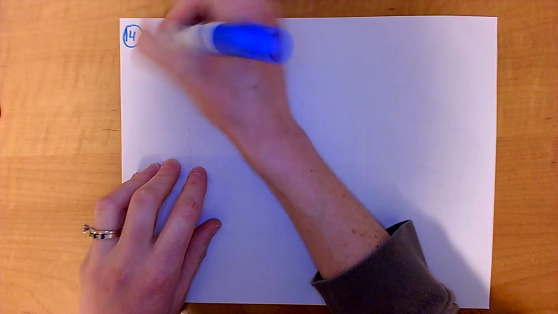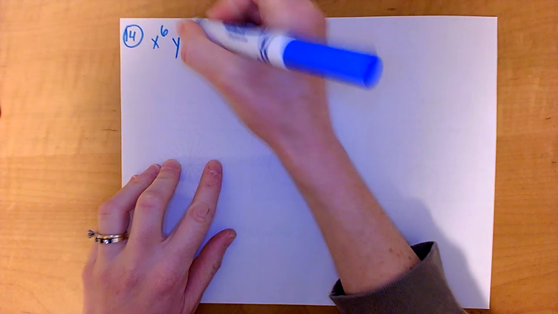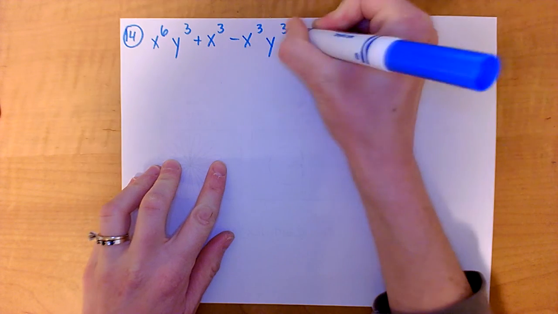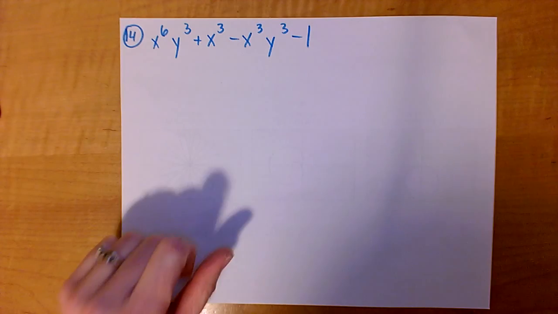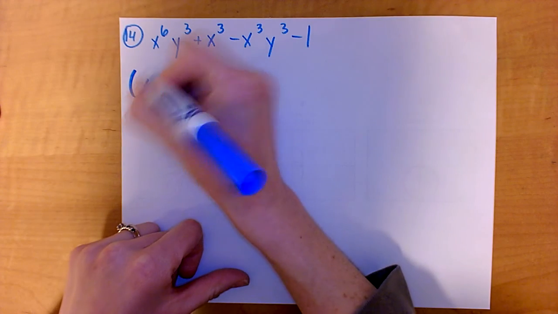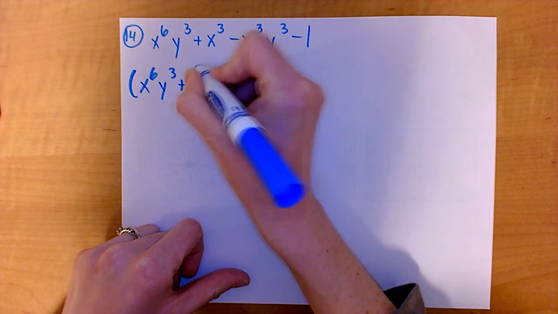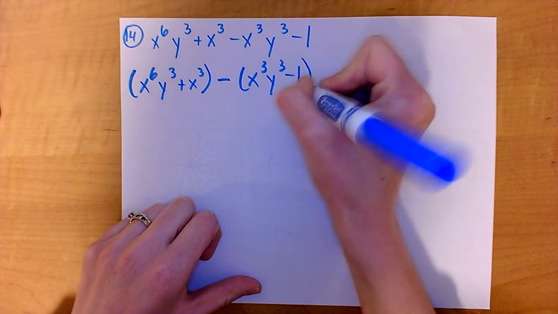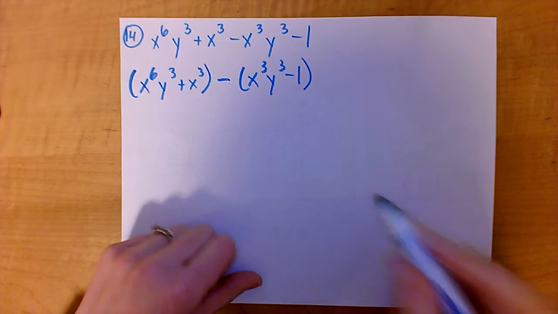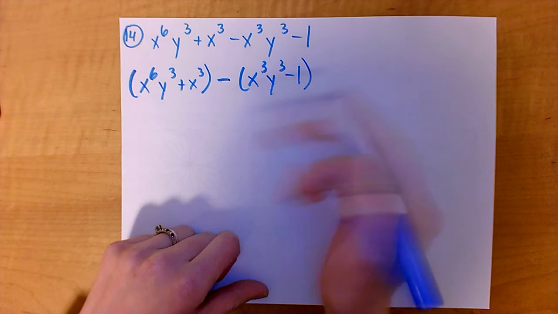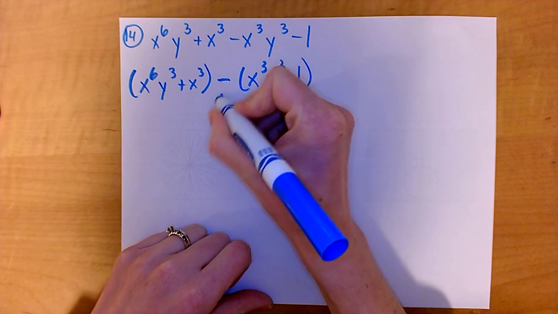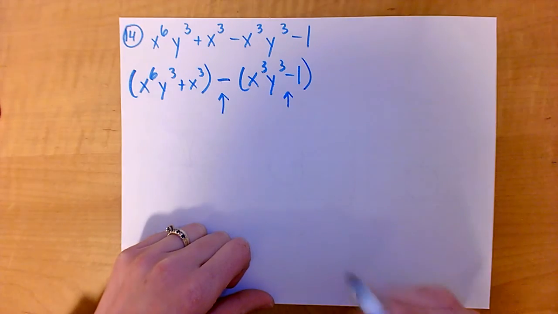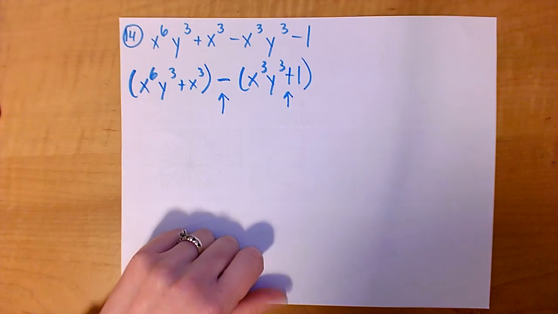So for 14, we have x to the 6th, y cubed, plus x cubed, minus x cubed, y cubed, minus 1. Okay, so we've got grouping. So I'm going to throw some parentheses in. X to the 6th, y cubed, plus x cubed, and then minus x cubed, y cubed, minus 1. Now remember, when you're factoring things with grouping, where you put in your own parentheses, if you have a minus between the two sets of parentheses, you have to flip this sign here. So this sign now becomes a positive.